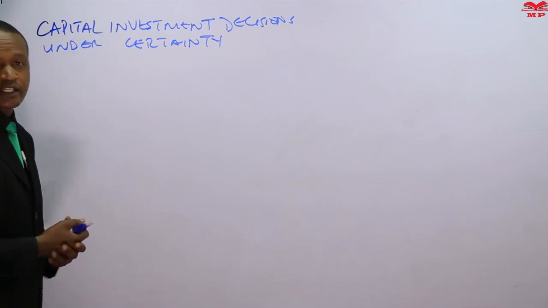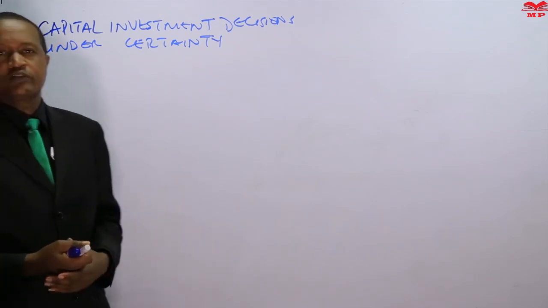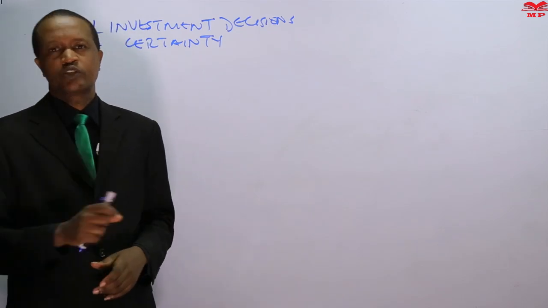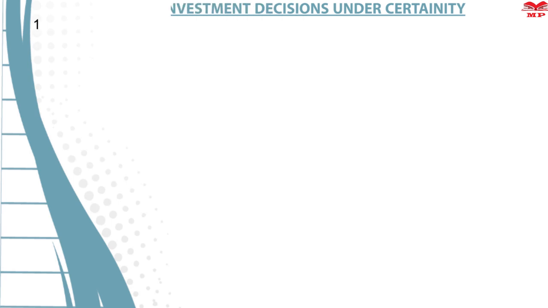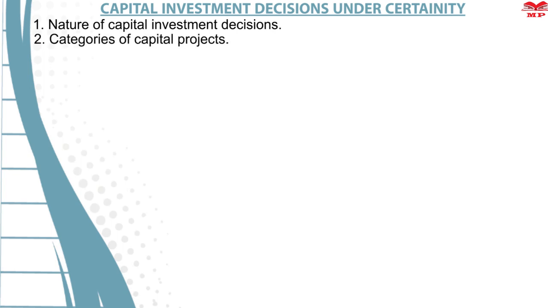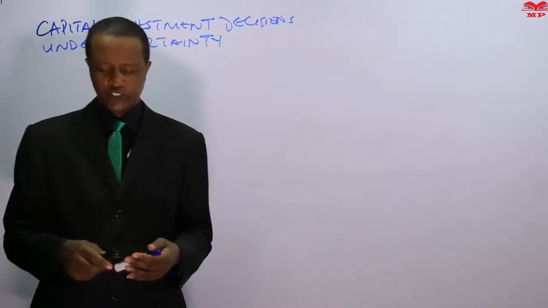investment projects to undertake. So before we go into the topic, I would want to give a brief adumbration of this topic. In this topic, we'll be looking at the nature of capital investment decisions. We will study the categories of capital projects. We also discuss the capital budgeting techniques under certainty. We are also expected to learn what we call capital rationing.